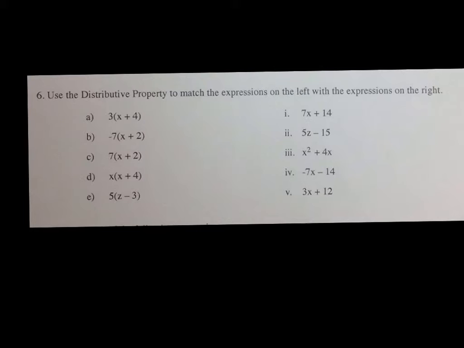Okay, this problem said to use the distributive property to simplify and match the expression on the right. Remember the distributive property, I'm going to take the number out front and I need to multiply it by everything inside the parentheses. So 3 times x becomes 3x plus 3 times 4 is 12, and that would be the same thing as letter V. So that would match up with A.